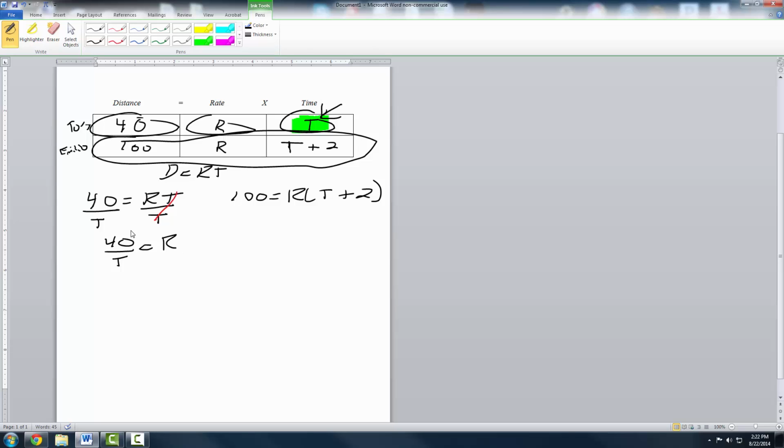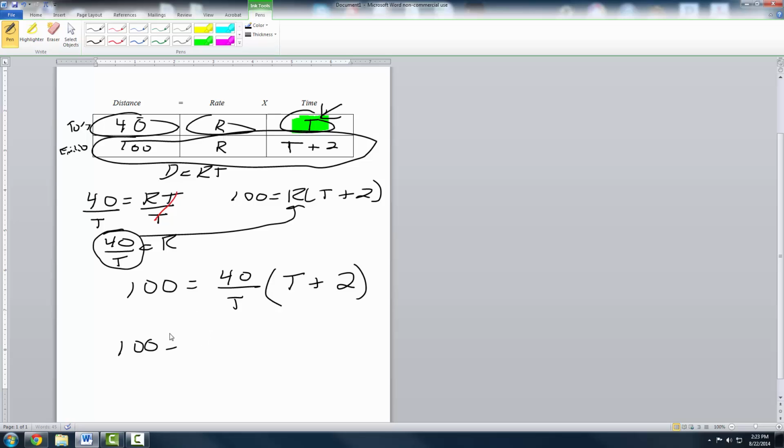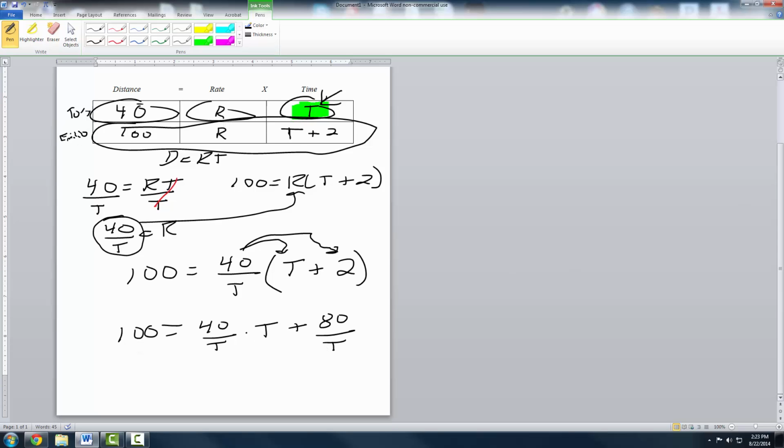And this is what we call substitution. So we're going to put 40 over t, since this is R, right there. So this means that 100 is equal to 40 over t times (t plus 2). And now we're going to solve. So this means 100 is equal to, we distribute, 40 over t times t plus 80 over t.